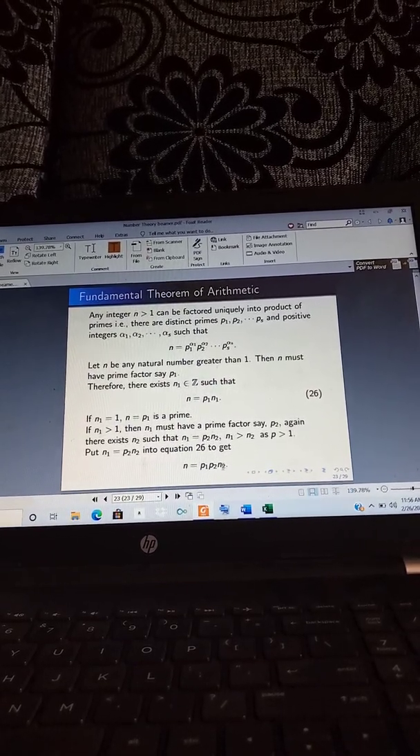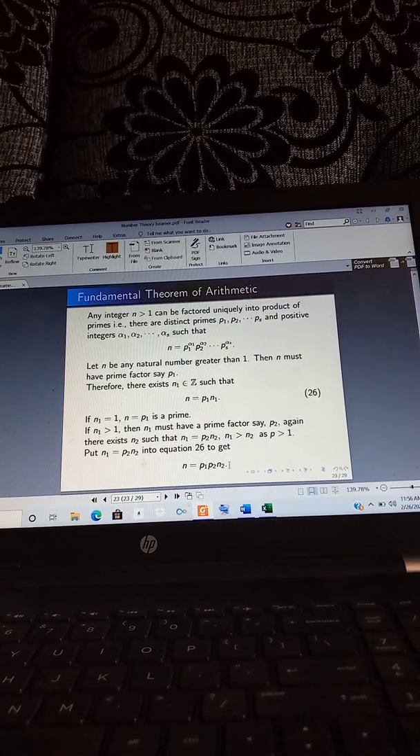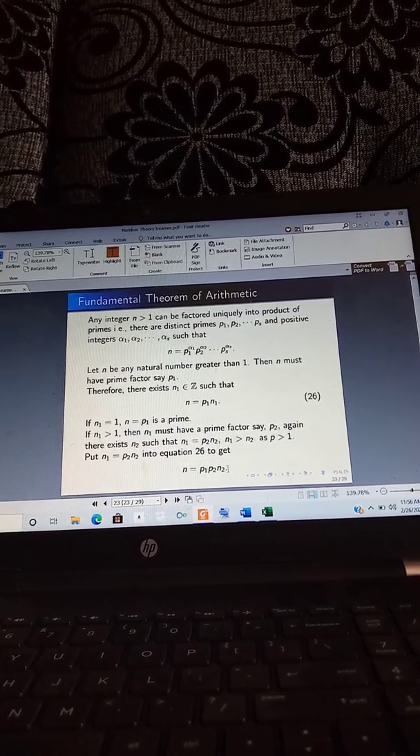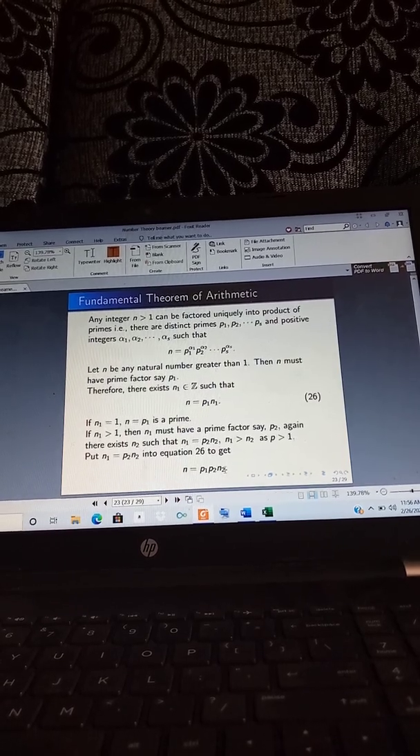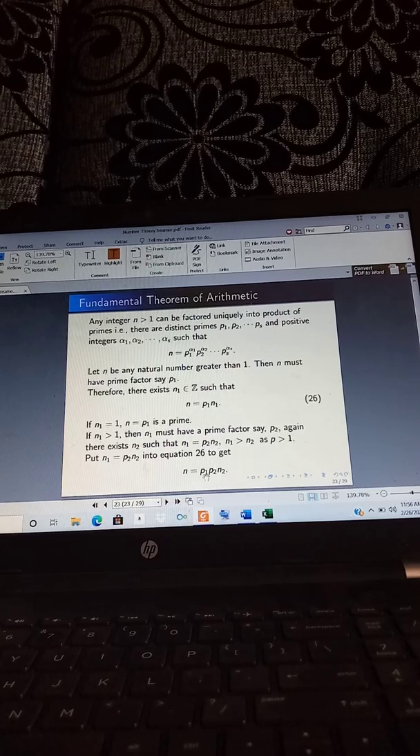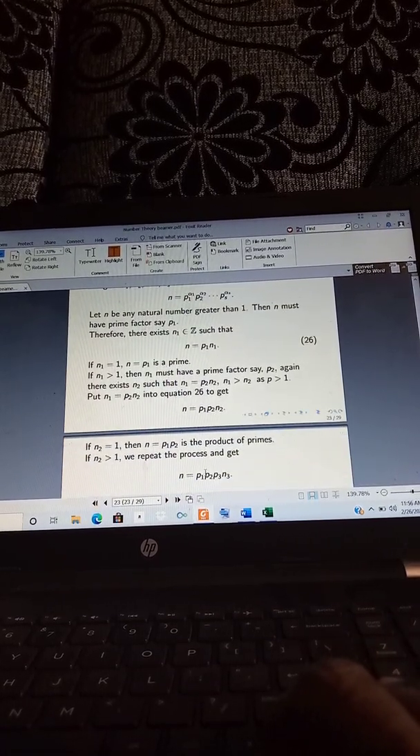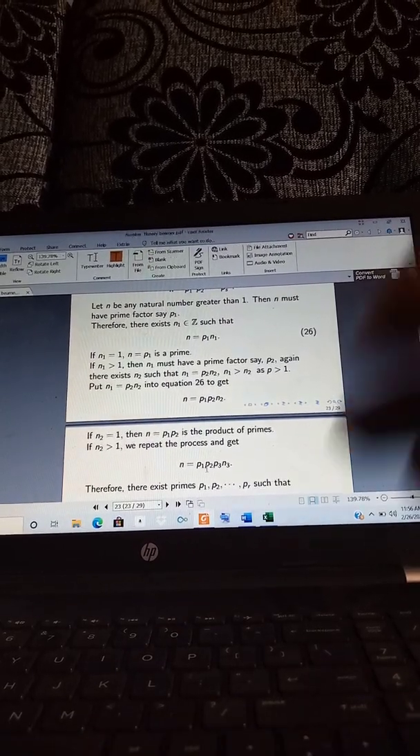But if n2 is greater than 1, then n2 must also have a prime factor, say p3. And if p3 is a prime factor of n2, then there exists n3 such that n2 will also be equal to p3 times n3. So we can substitute that into this, and we are going to have n equals p1 times p2 times p3 times n3, which is this equation.